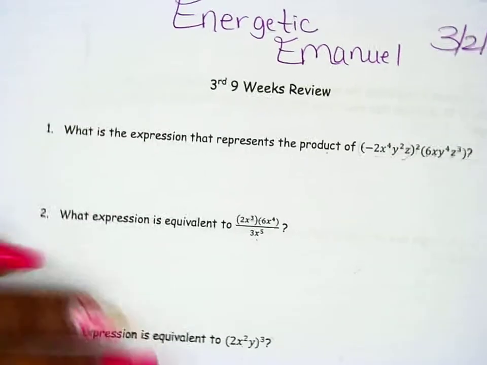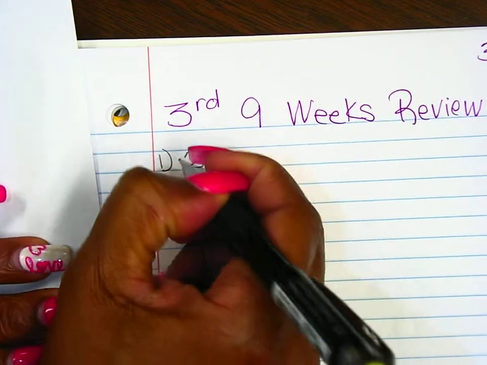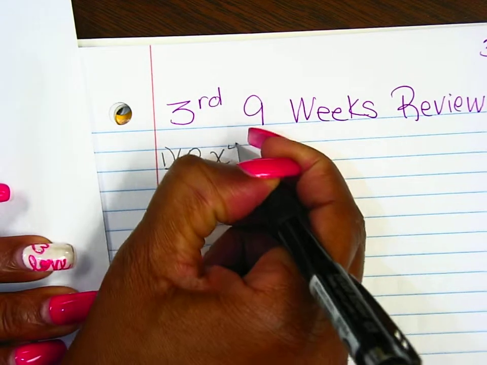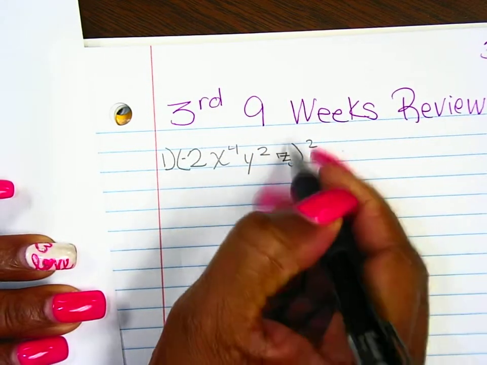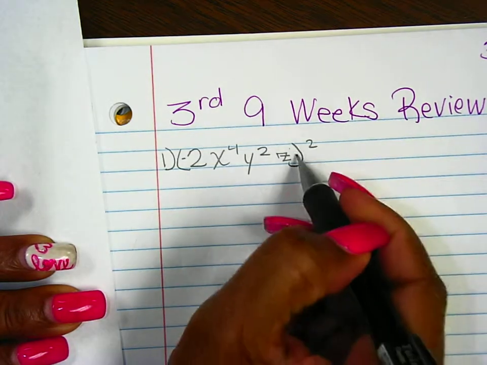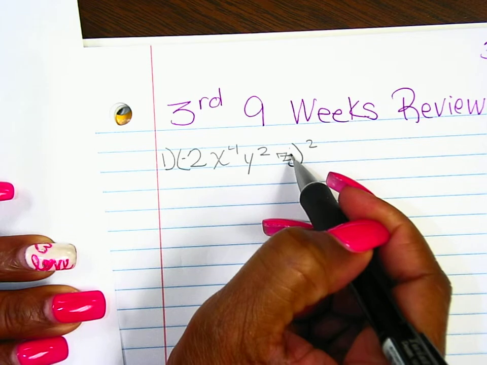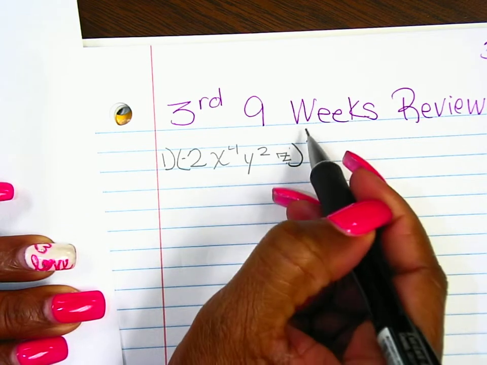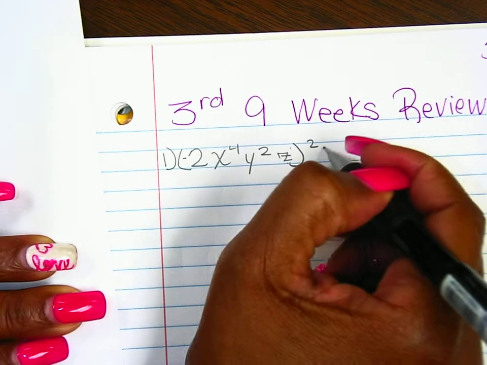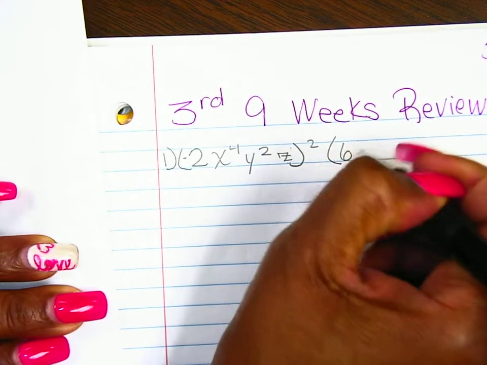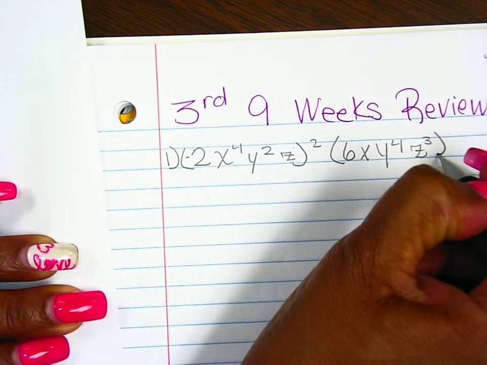So what I'm going to do, I'm doing mine on a sheet of paper. So number 1, I'm writing negative 2, x to the 4th, y squared, z, all raised to the second. Remember this z here, that's to the first power. If you need to put a 1 there, put a 1 there. Remember, if it's to the 0 power, you know that's 1. Anything to the 0 power is 1, except that anything cannot be 0. So continue on to times 6 times x, y to the 4th, z to the 3rd, close it.